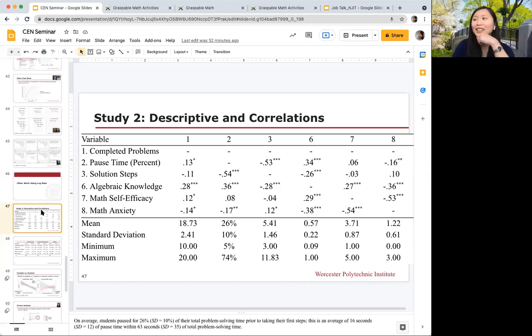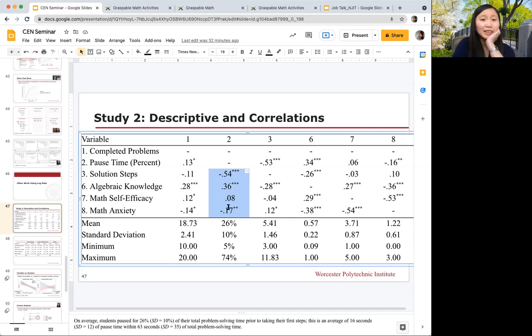Here is the correlation table looking at the pause time and students' math anxiety. We do see a significant but negative association. So students who pause longer actually tend to have lower math anxiety, which is kind of counterintuitive, and I still don't quite understand this association. One hypothesis I would have is that students with math anxiety would just freeze up and end up having longer pause time, right? But the data doesn't seem to support that hypothesis.